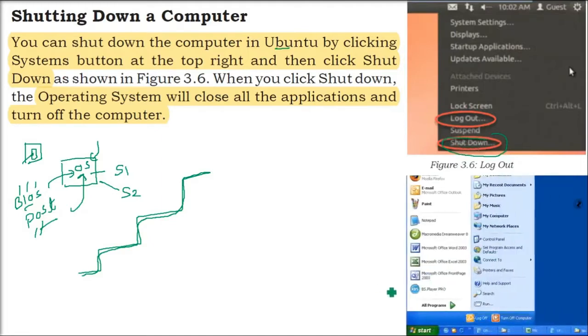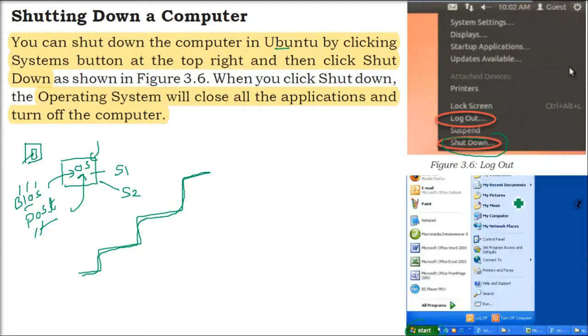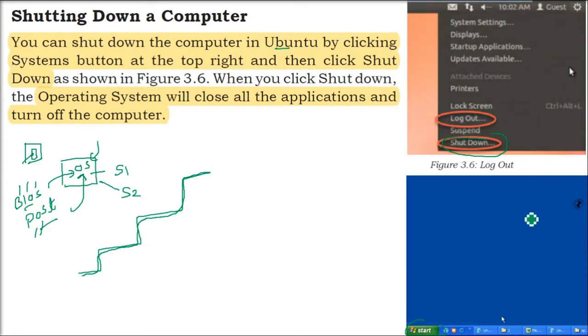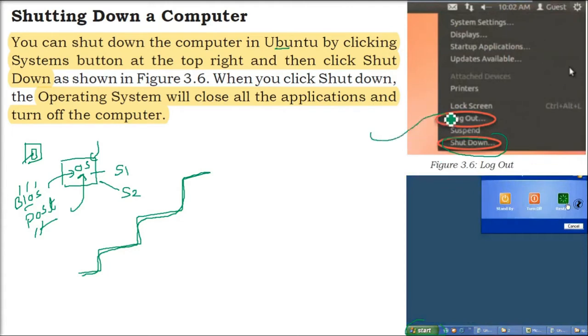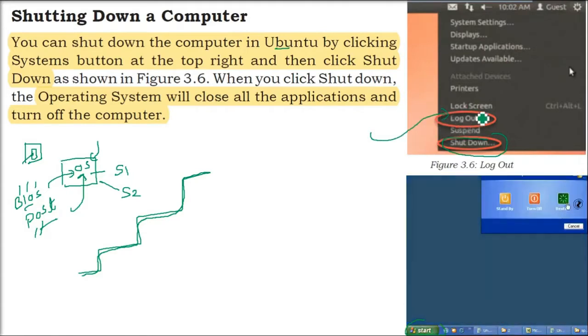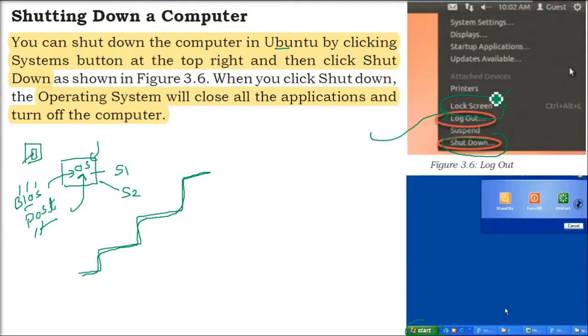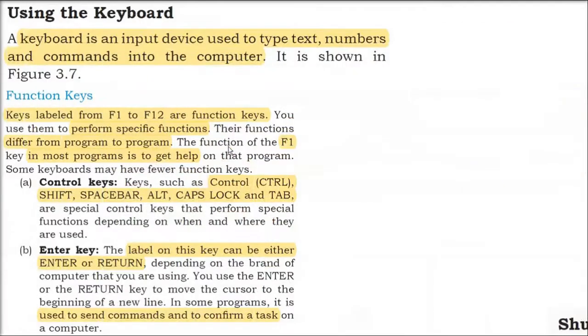If you want to actually power off your computer, you shut down. If you just want to go out and allow another person to enter, you can log out. If you're going for some short work, you can lock your screen. And if some application is not working properly or some problem is there, you can restart your computer. So there are different ways: locking the screen, log out, suspend, shut down, all these are there.